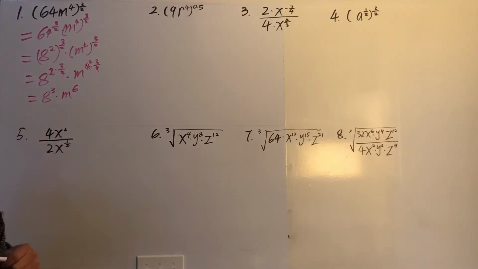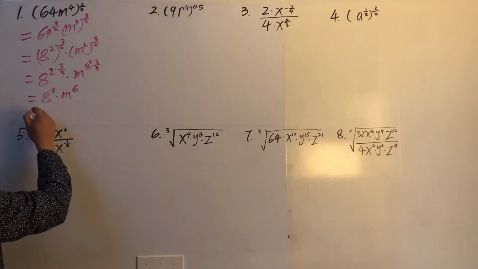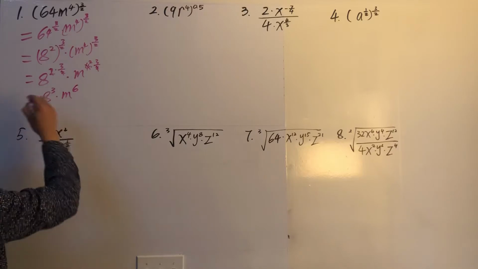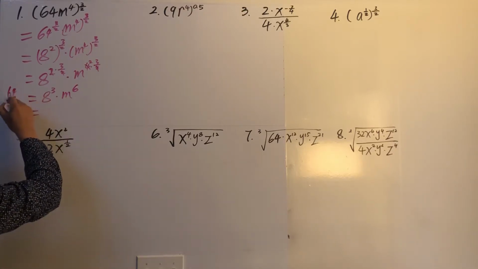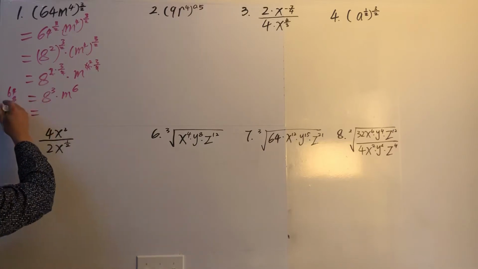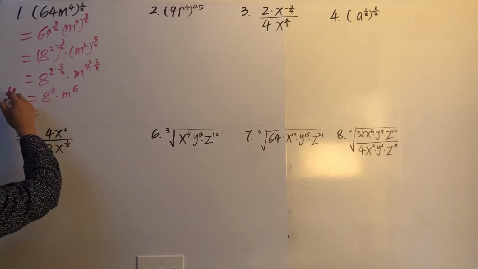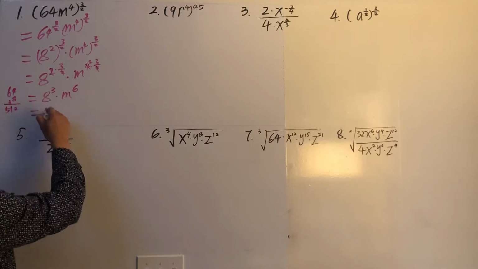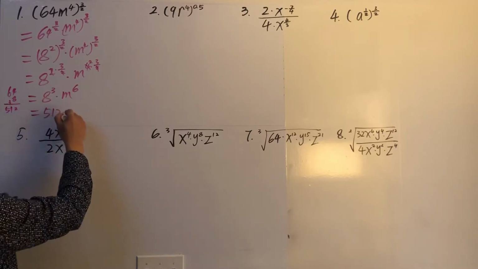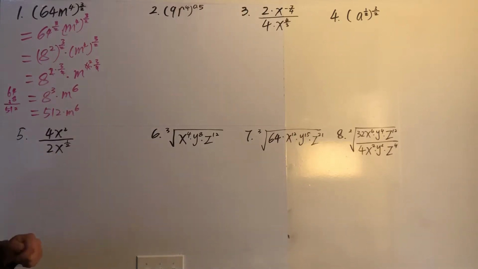So now what is 8 cubed? I'm not sure, maybe 8 squared is 64 and then times 8. I don't have a calculator here, so I can use my hand to calculate. 32, okay, that means it is 512 times m to the 6. Okay, that's the first question, that's how you can solve this kind of question.